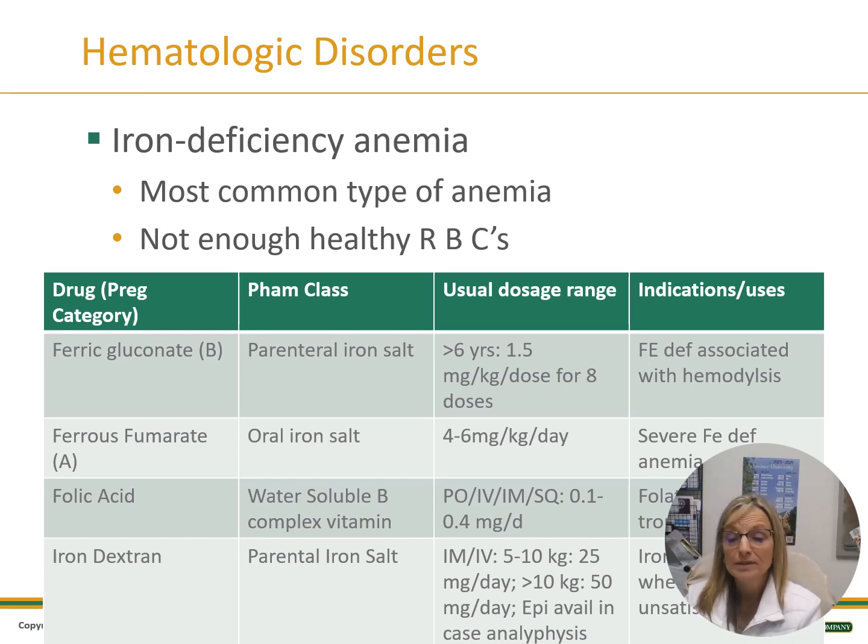The red blood cells will be small in size. The serum iron is going to be low. You're going to get a serum ferritin on them. You're going to have a TIBC, and then you're going to have an erythropoietin level, a retic count.